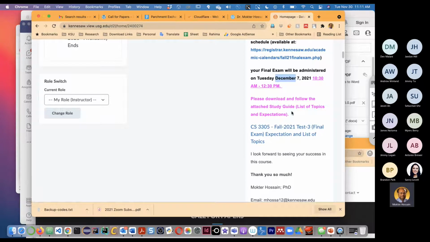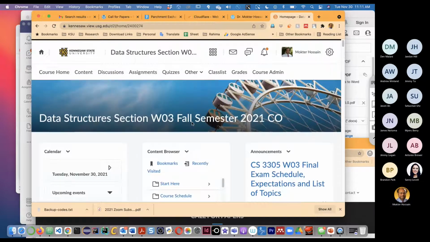The test will be mostly MCQ type questions, but also a short answer type, but you need to do some calculation to find your result.